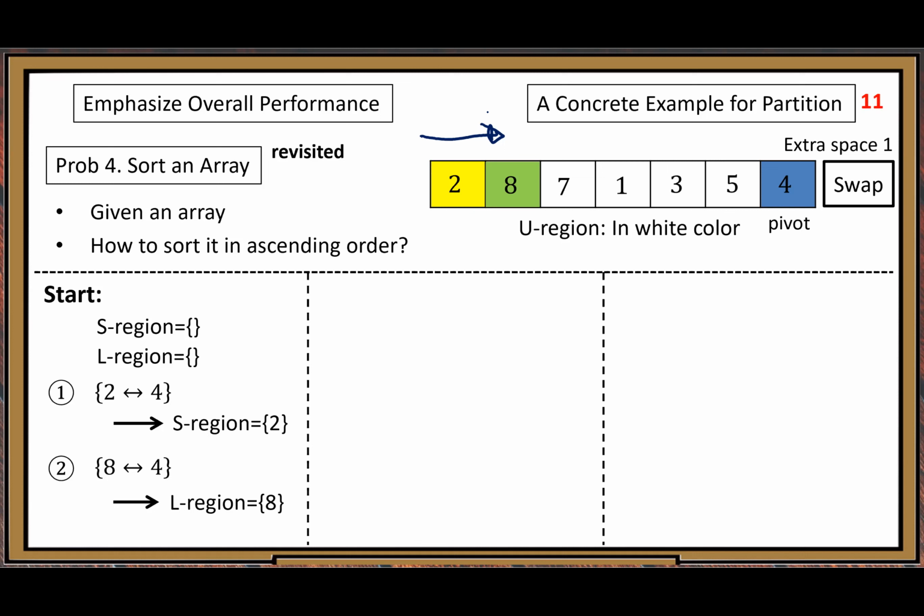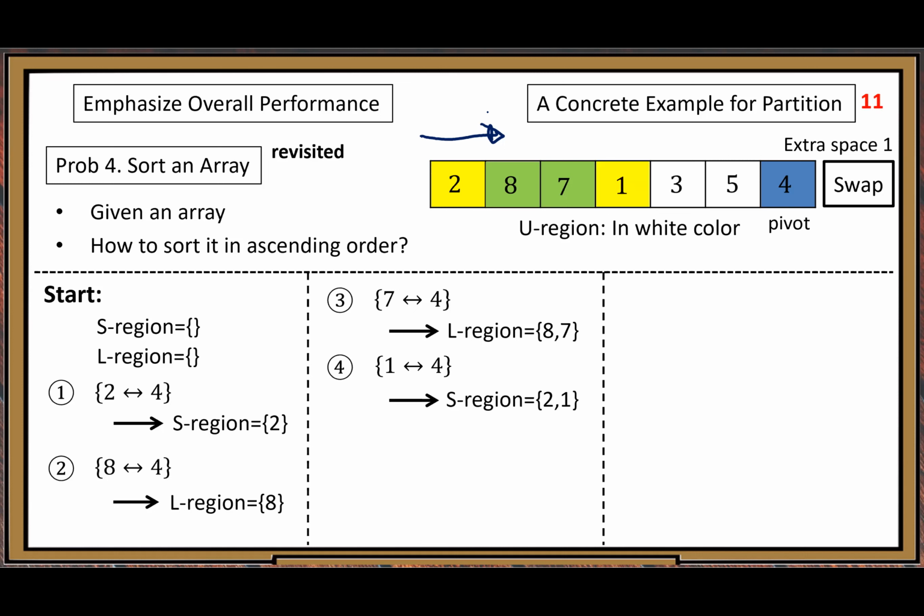Step 3, compare 7 and 4. We move it to L region. Natural growth. Step 4, compare 1 and 4. It is smaller than pivot 4. So we move it to S region and we color it in yellow.